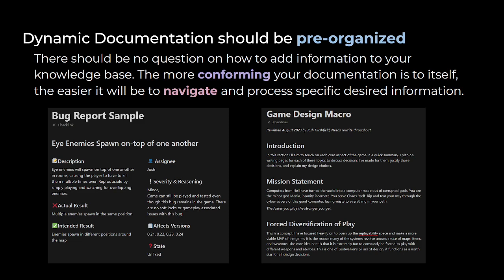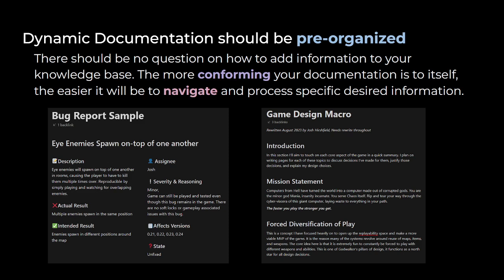So on the bottom left, I have a bug report sample. This format is given to all bugs in the game, and people use it to report bugs and give you all these different pieces of information about it: what versions it affects, the state it's in, the intended result, the actual result, and severity, all this stuff. And because we're using the same bug report sample over and over, and not just having a paragraph fill-in-the-blank kind of thing, you can very easily and quickly discern this. Now, this is not something new. It fits in very well with the pre-organization of dynamic documentation.